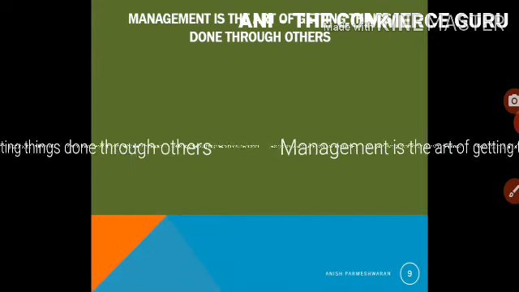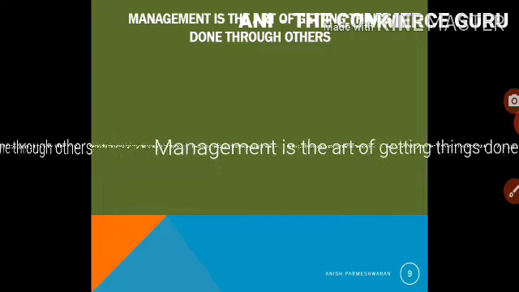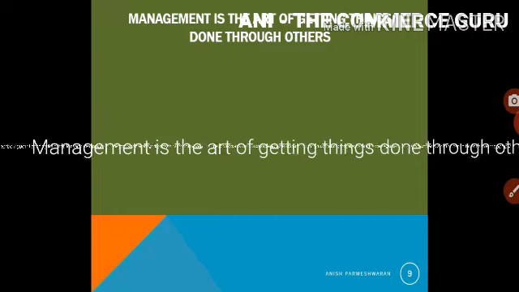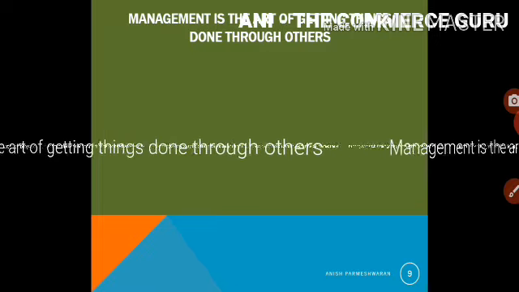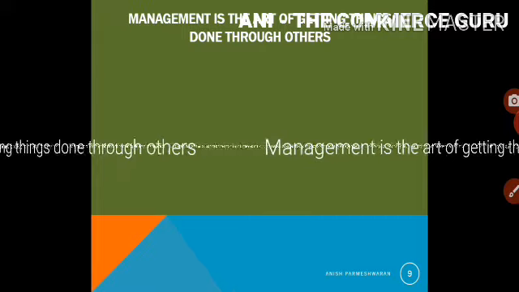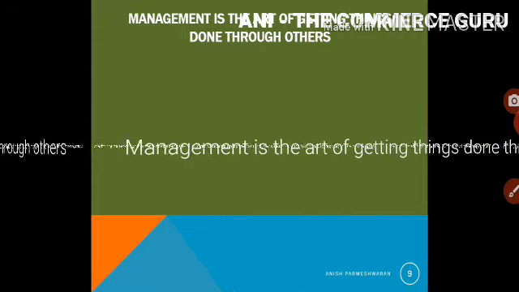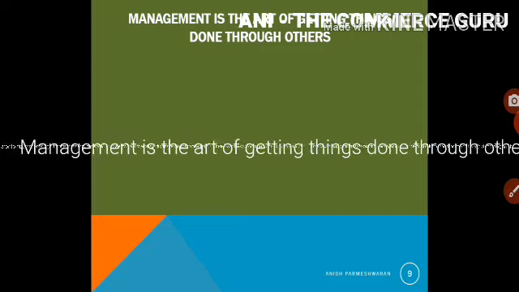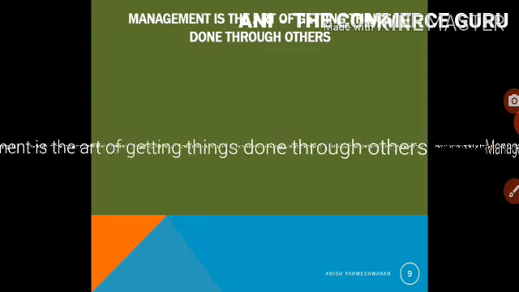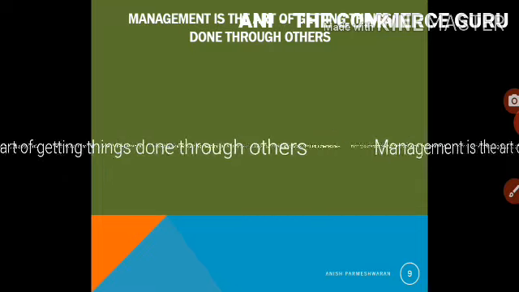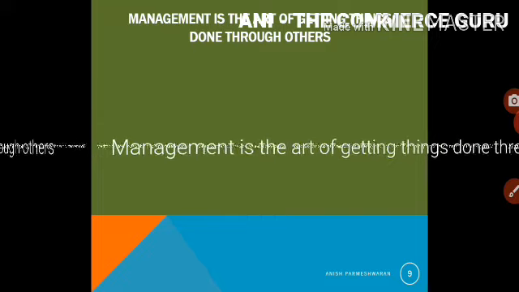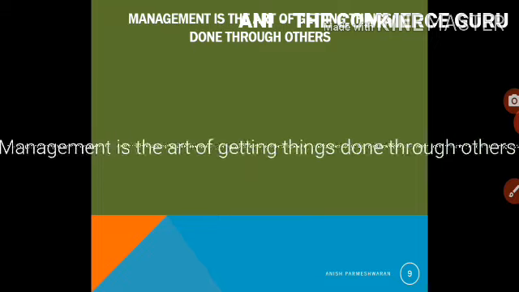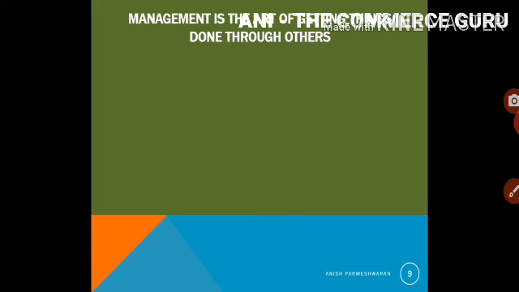So what is the definition of management? Management is the art of getting things done through others. The work of the principal is not to perform each and every activity of the school, but to make his or her staff do the assigned duties for achieving the organizational objectives. So I repeat, what is management? Management is the art of getting things done through others.